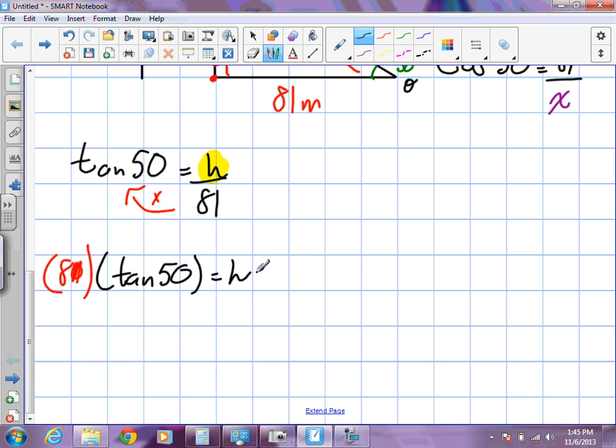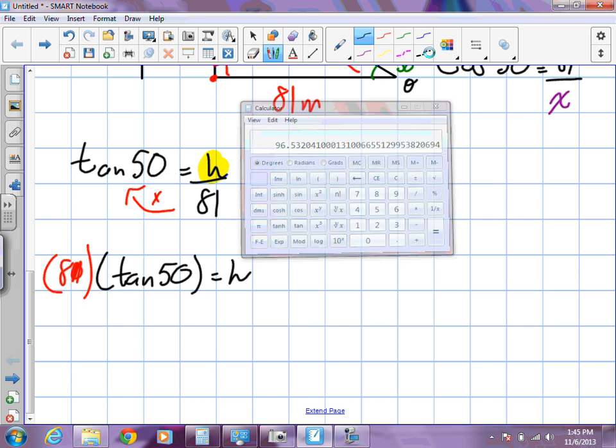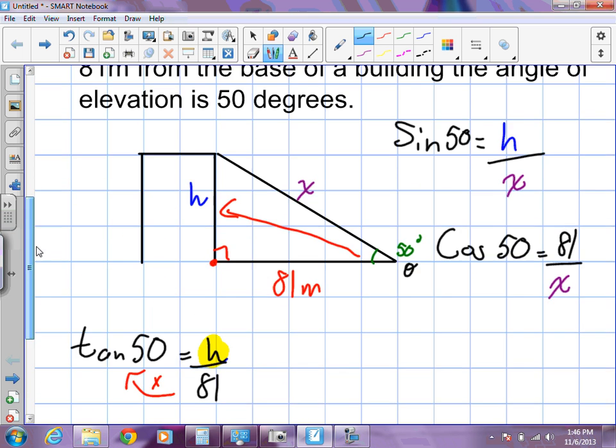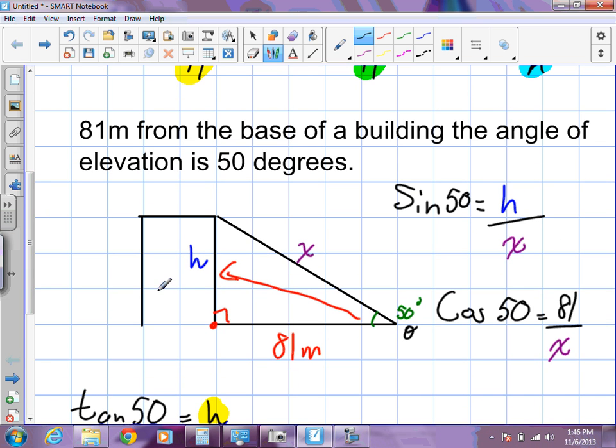So we'll take out our calculator here. And we have tan 50 times 81. 96.5. Thank you for being so accommodating. 96.5, and I think we're in meters here, right? So the height of this building is 96.5 meters. So the height of the building is relatively high.